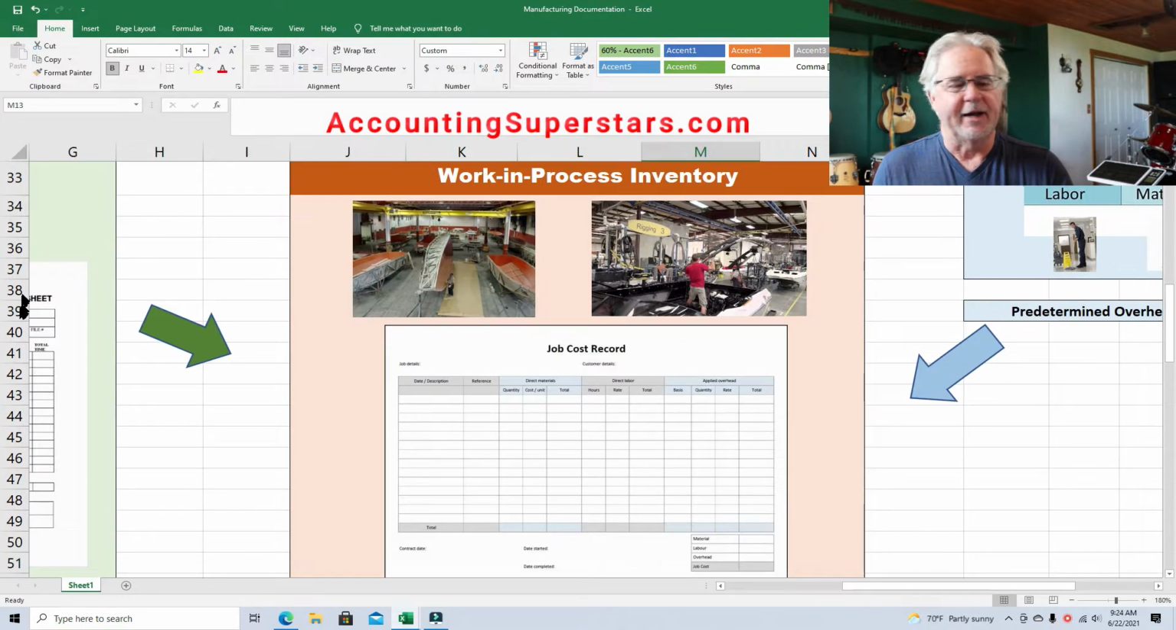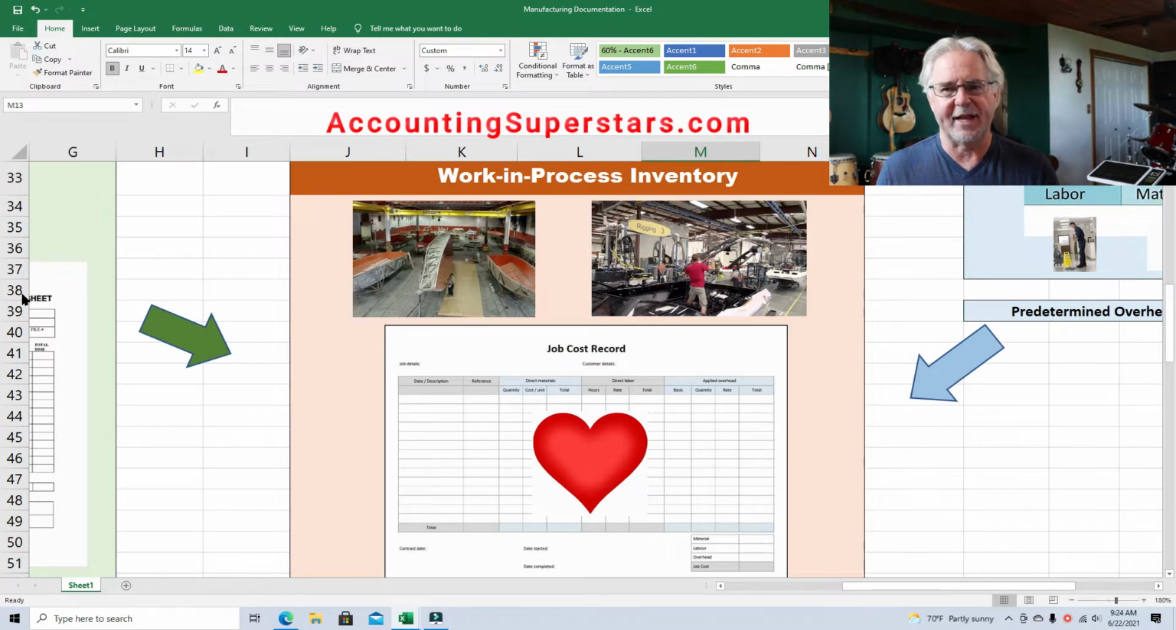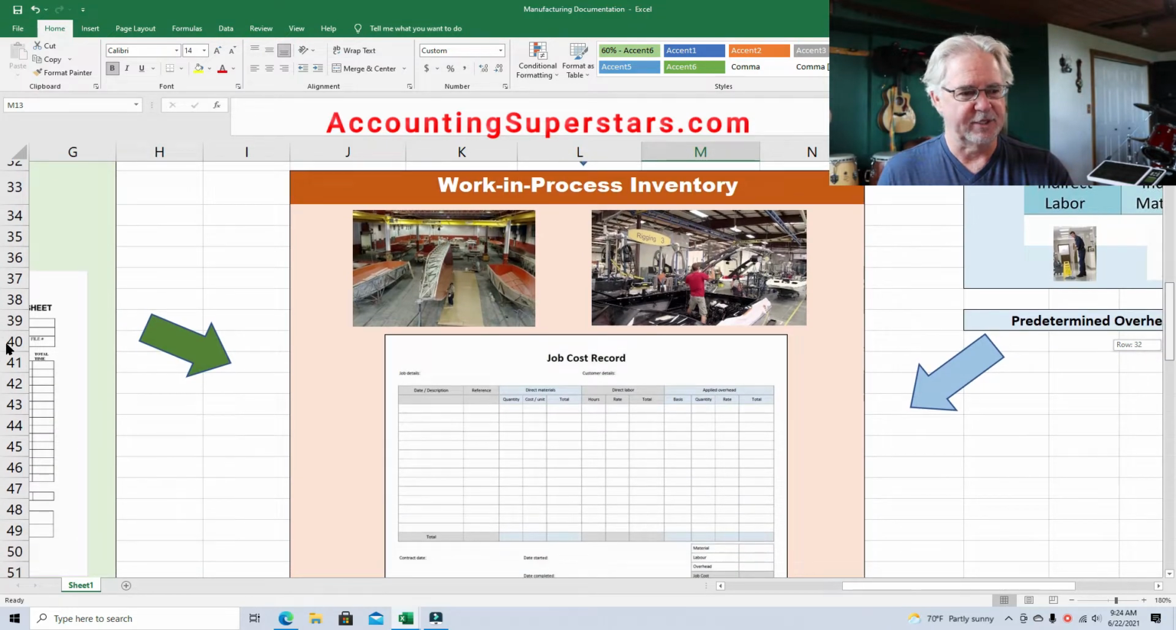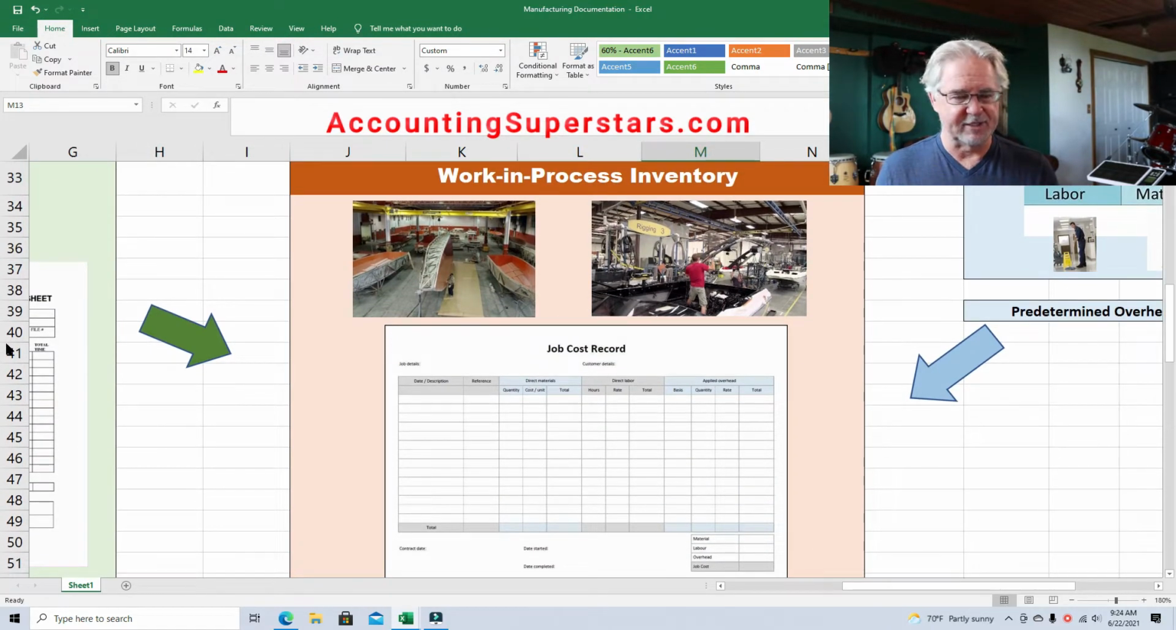By now, I hope that you understand that work in process inventory is the heart and soul of the accounting system. It is where everything comes together. In fact, you can see these arrows pointing towards work in process. Now, the heart of the accounting system for a manufacturing business, especially a job cost type of operation, is the job cost record or the job cost sheet. It goes by a couple different names, but this is the place where all the costs are accumulated. And so everything comes together here in work in process.